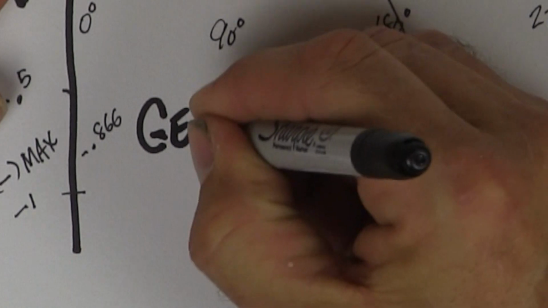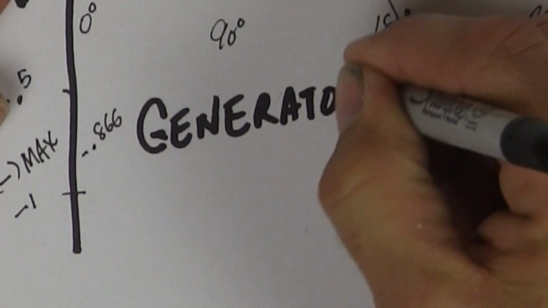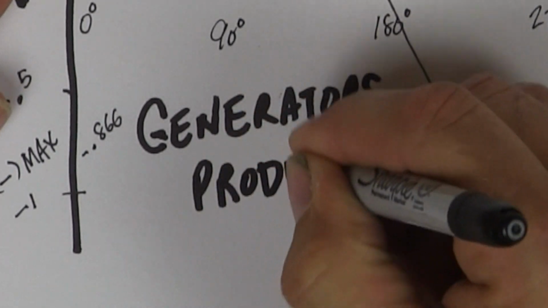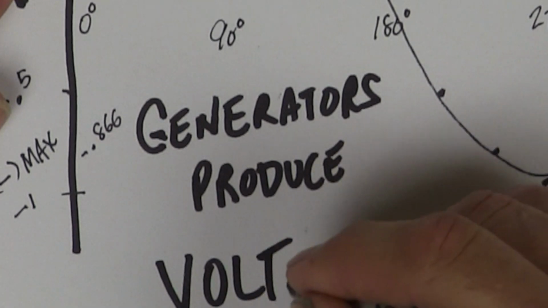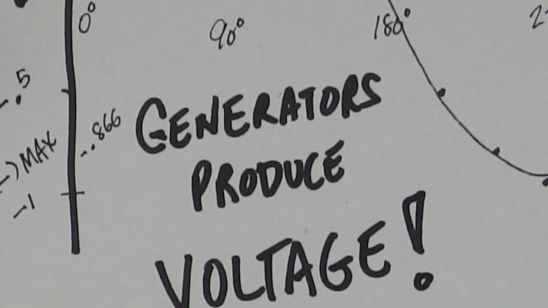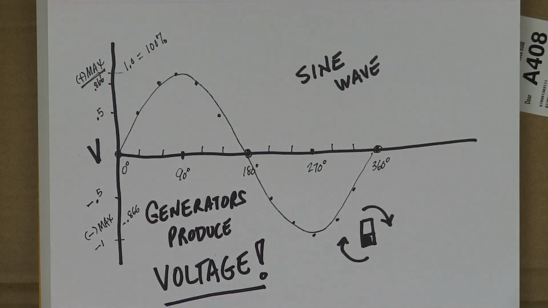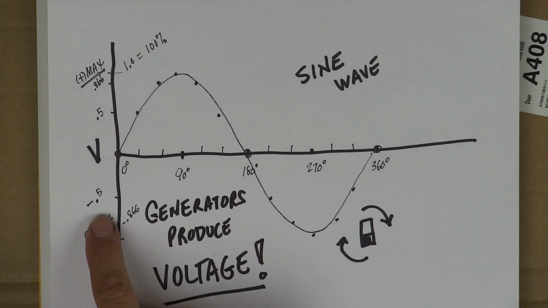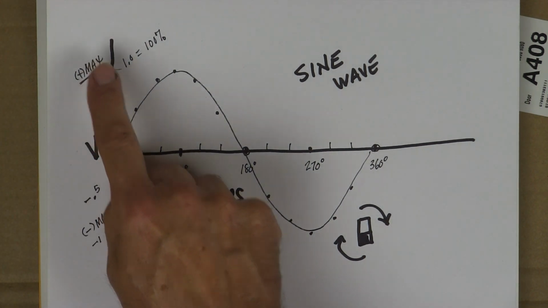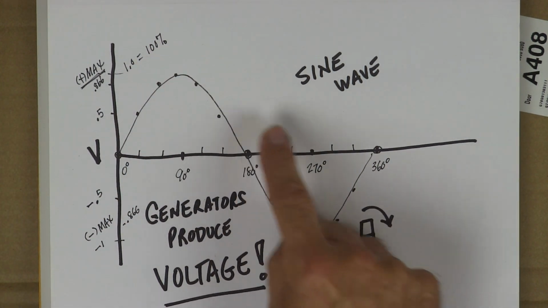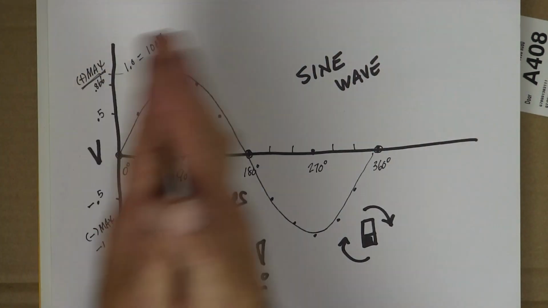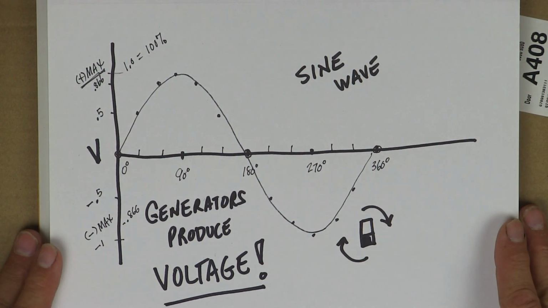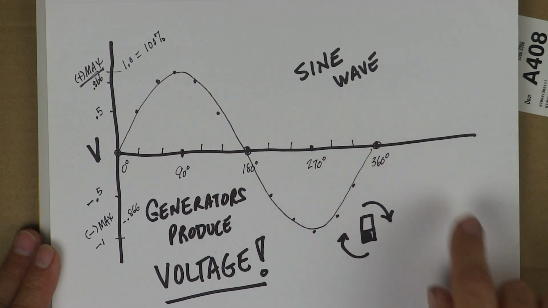Generators produce voltage, not amperage. The voltage is alternating voltage, positive, then negative, then positive, then negative. Positive pressure, negative pressure. Positive current flow, negative current flow. It's AC. And it's that drawing and that shape.